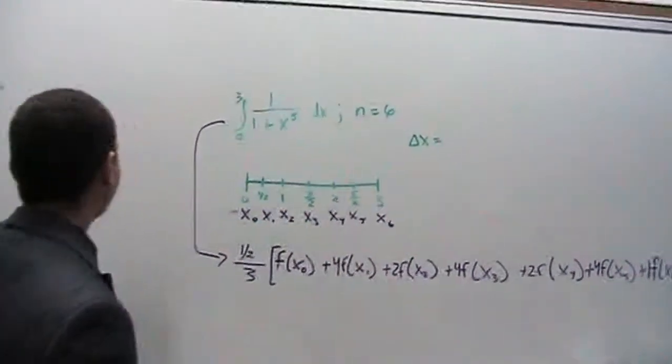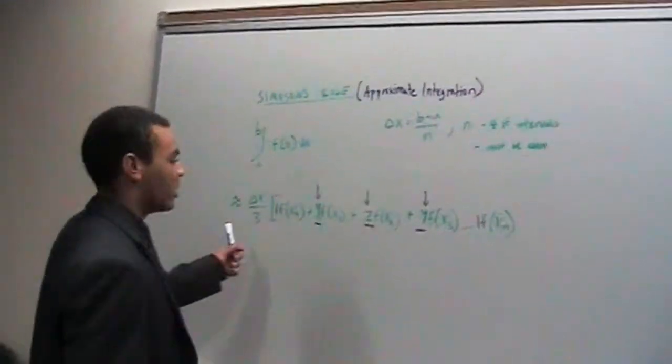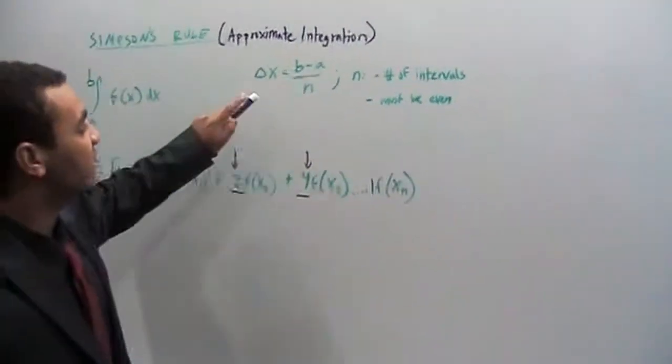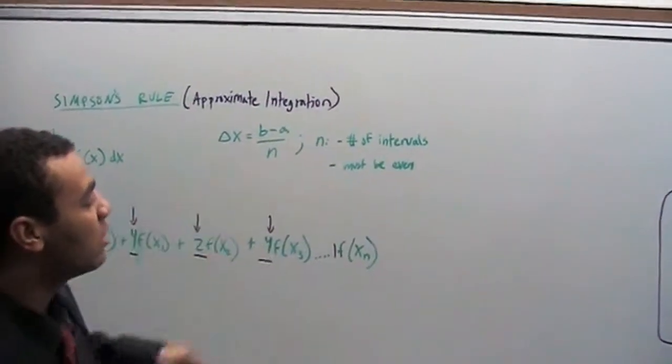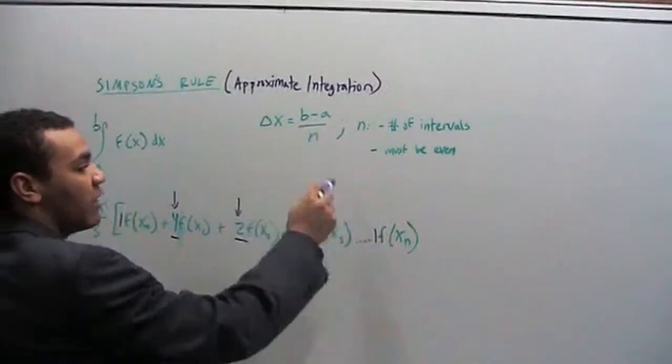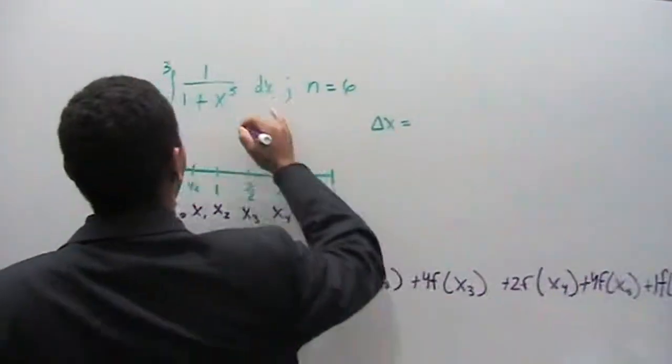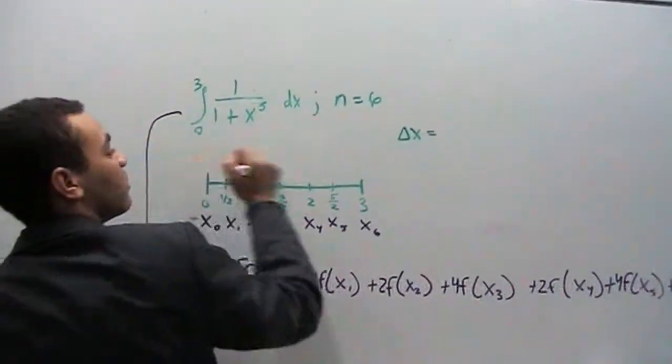So what we need to do first, because we know that this is the equation that we need to match, is find delta x. And remember, we said delta x is equal to the length of the interval, or b minus a, over n, which is given to us. So to go back here, b minus a would be 3 minus 0.